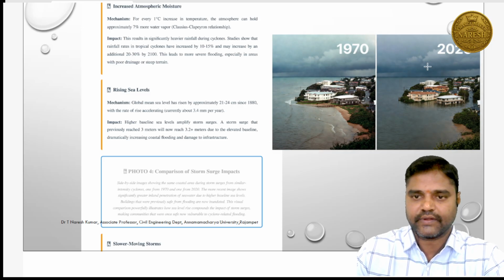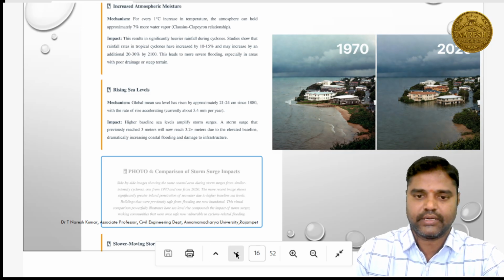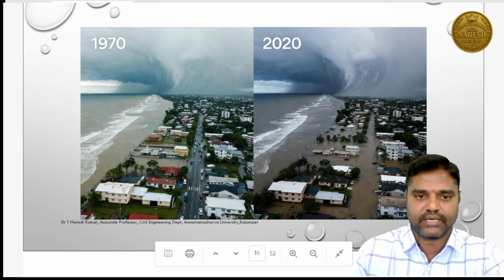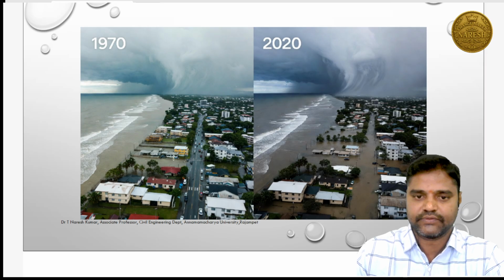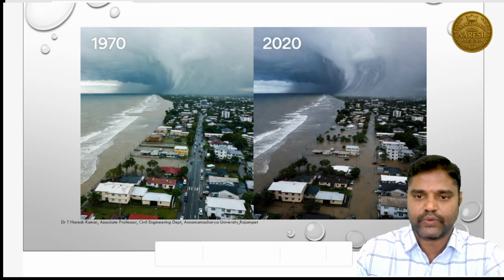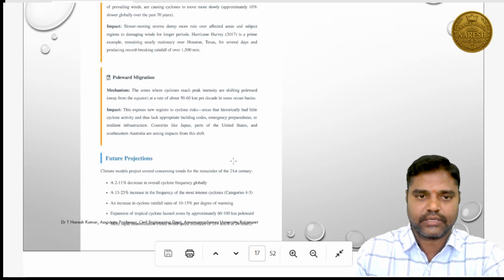These are 1970 before and after the flood which occurred. And this is another slide which is shown very clearly, of the coastal regions before the flood in 1970, and once the flood occurred in 2020, everything was covered. And here you can see the future projections.